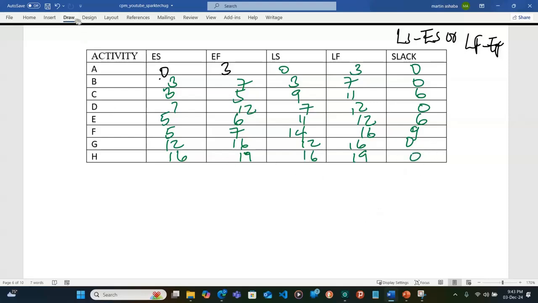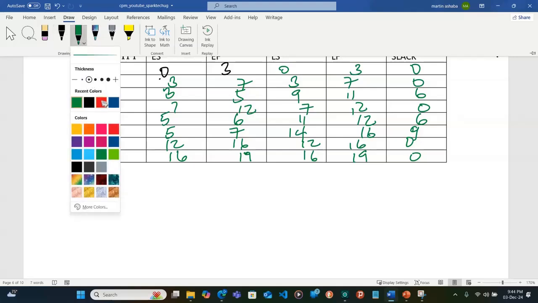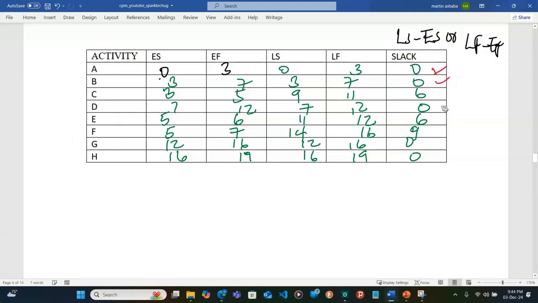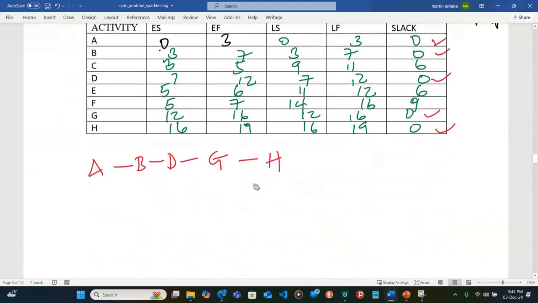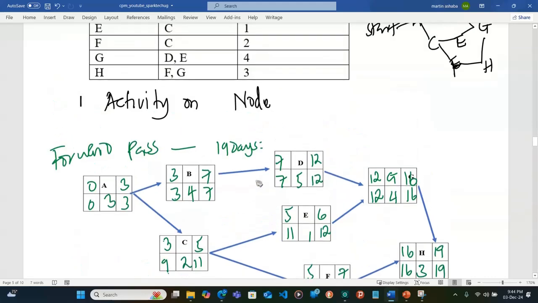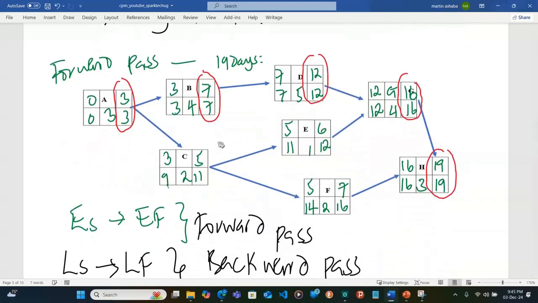Meaning, those activities where you have a 0 are critical. So we have A, B, and D. You can also see it here, those ones which have similar values: A, B, D, G, and H. So that is the critical path.